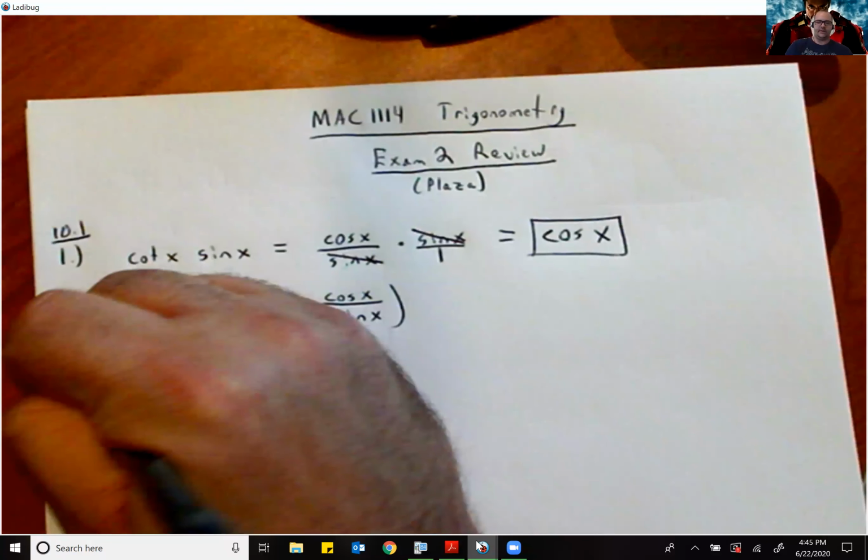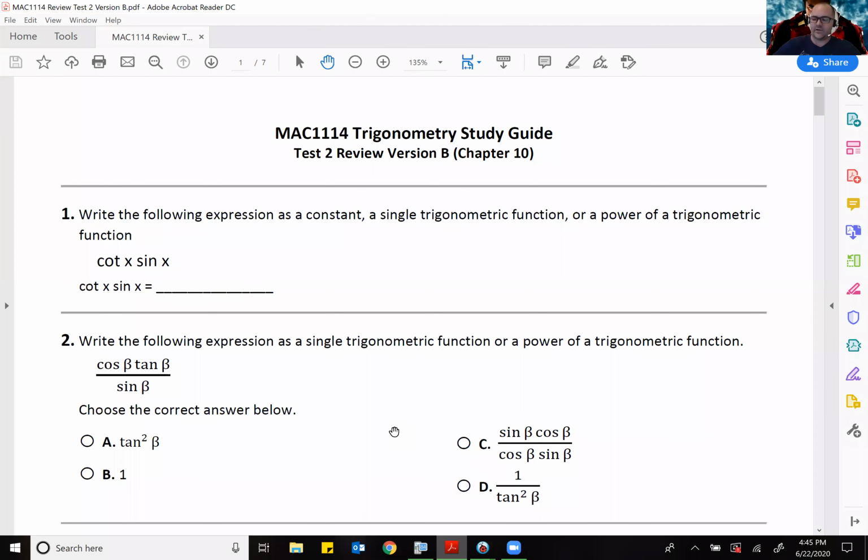Number 2, continuing on. So number 2, we've got cosine beta, tangent beta, all over sine beta. Okay? So in this one, again, you can convert things to sines and cosines. You can use identities to try and help you out. There's nothing wrong with that.